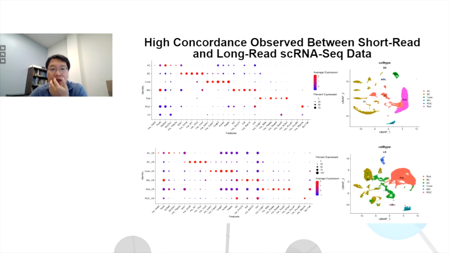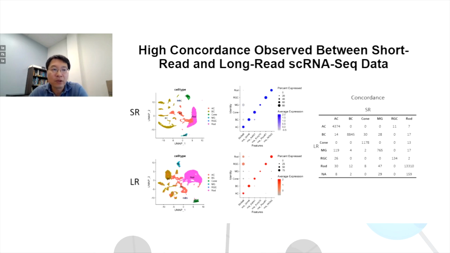Then we start looking at the concordance between the short read and long read data sets. Those are annotated at different cell classes, and you can see those are the marker genes. The bottom line is that the marker genes we know to be cell class specific show a very similar pattern. So they're pretty consistent, and we can look at it more closely.